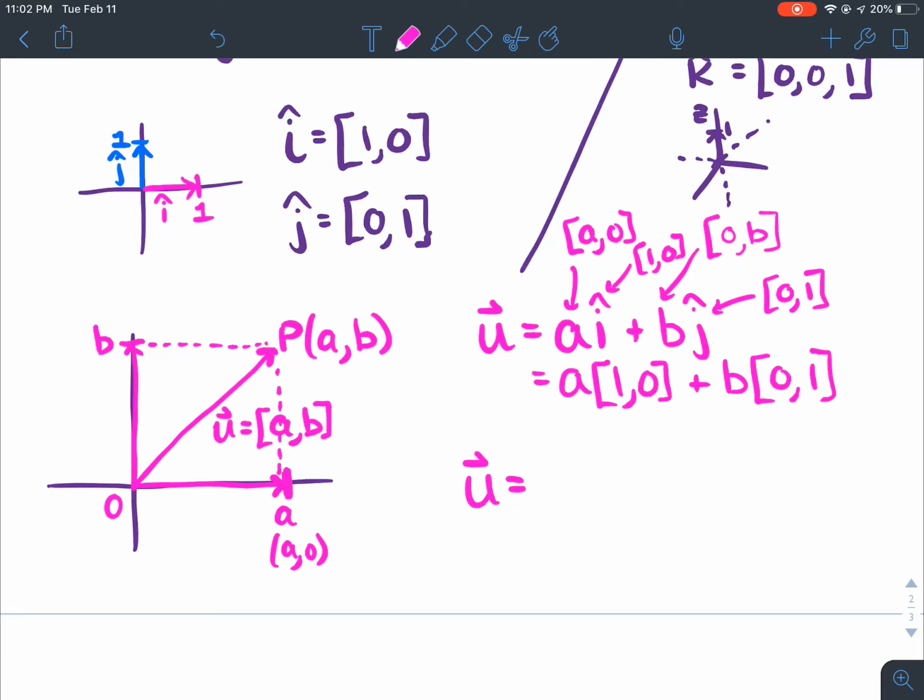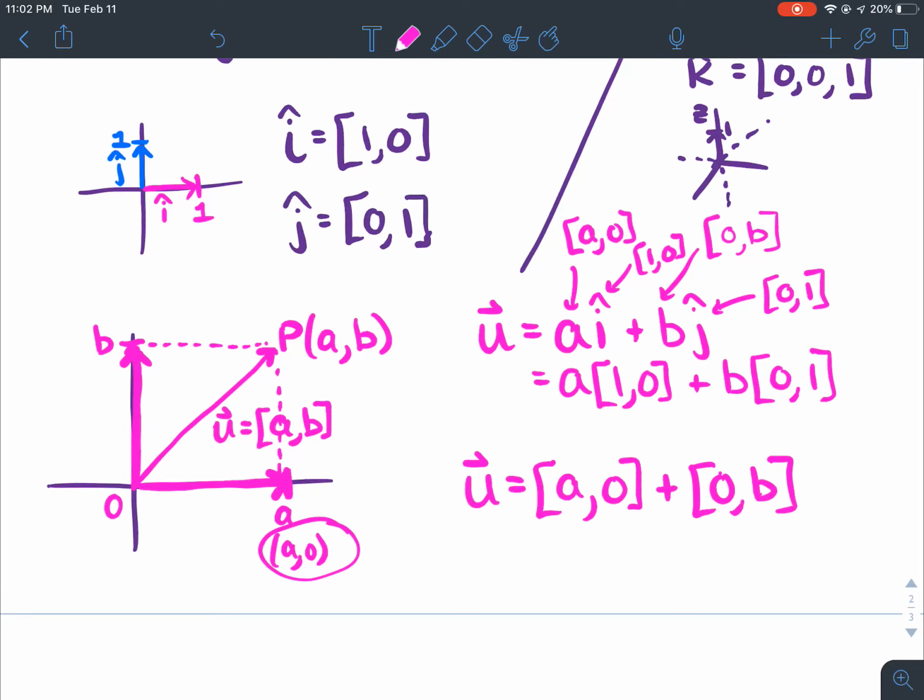So I guess we can represent U in terms of its components. We can represent U as A, 0 plus 0, B. So we're just breaking vector U up into its x component, which is at A, 0, and then its y component, which would be at 0, B. And then we're saying that if we added our x coordinates, we'd get A, and if we added our y coordinates, we'd just get B. So any vector can be written as the sum of its vertical and horizontal components.